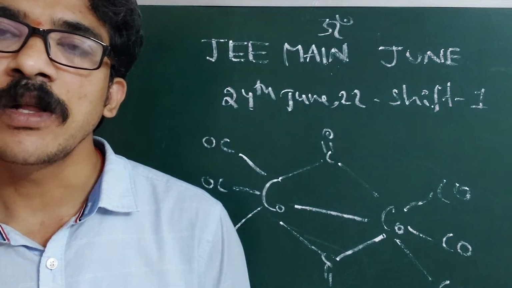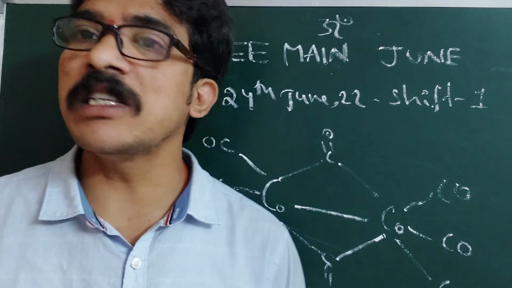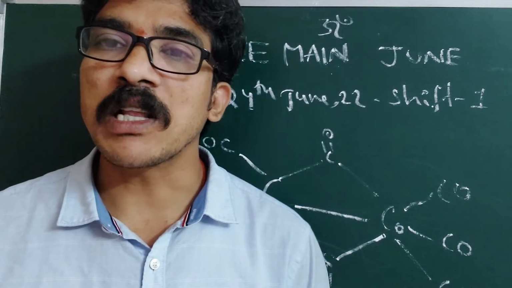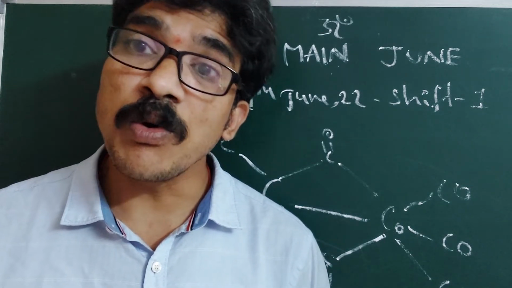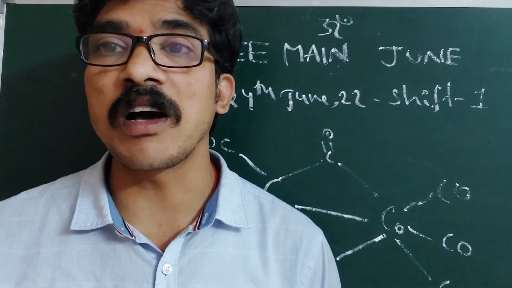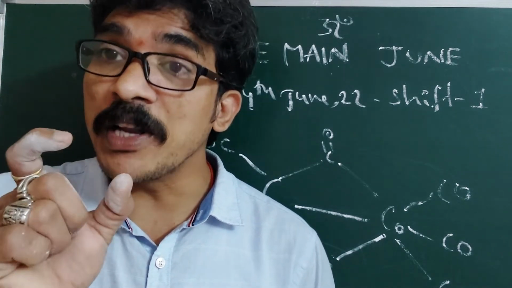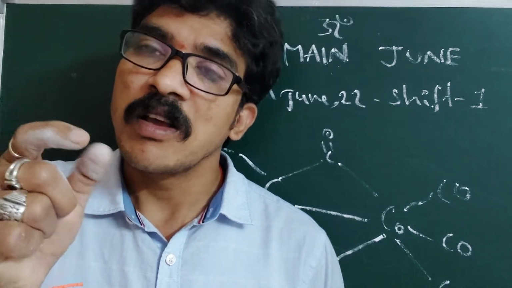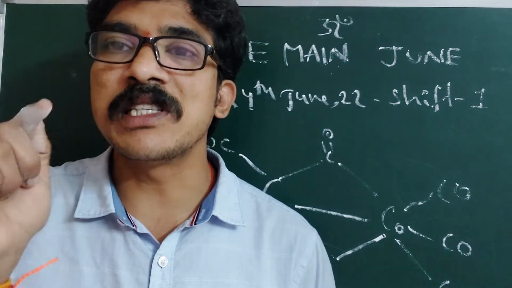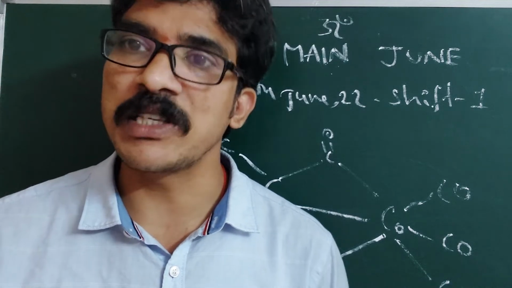Then X plus Y is equal to 7. Now very important in this metal carbonyl, Ni(CO)4, CO taken 4 times, a metal carbonyl. Related to metal carbonyls, what is the bonding between metal and carbonyl? I already did one video on this in my previous channel only.